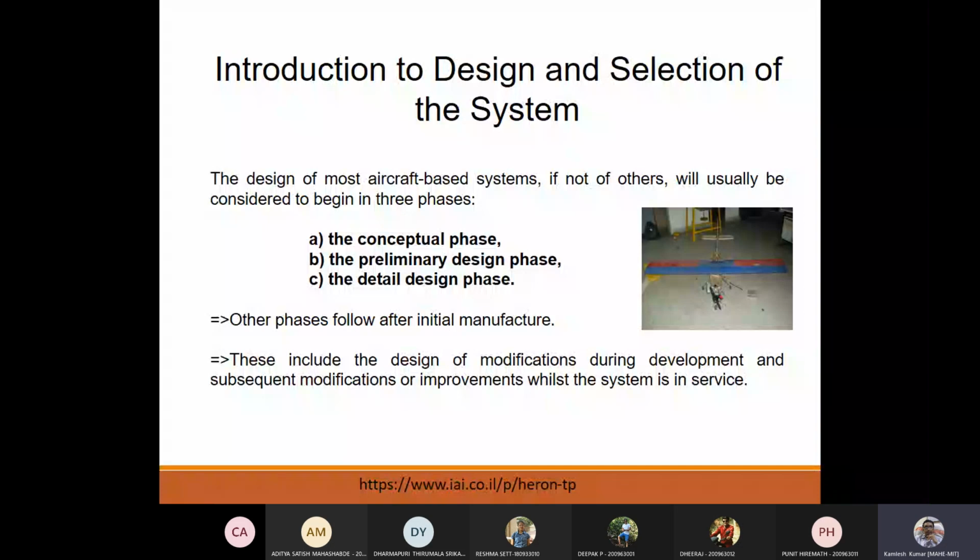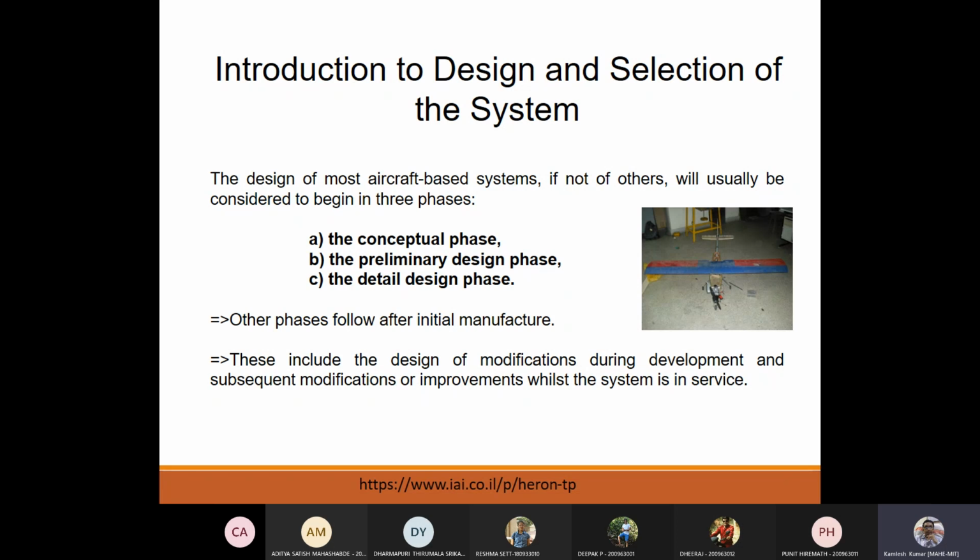This is the second chapter of your reference textbook, and I already told you in the previous class that when you start any type of airborne platform, not just UAVs or aircraft but anything, you should have these 3 stages: first the conceptual phase, then the preliminary design phase, and then the detailed design phase. These 3 phases are very important. When you start with the conceptual design, whether it will be successful or not depends on it.